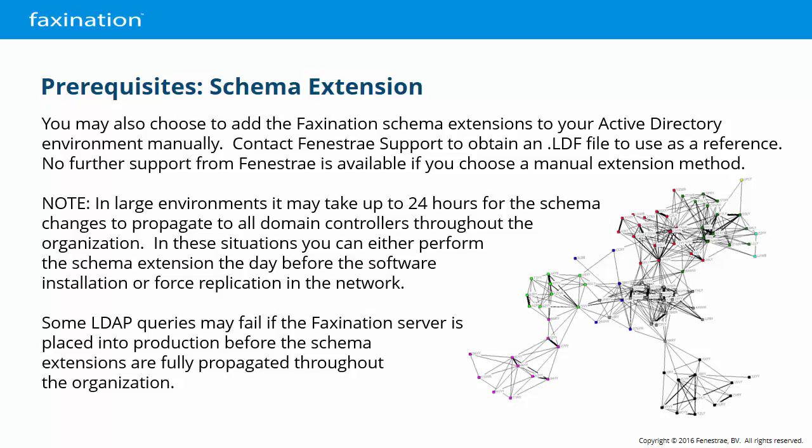Now, in large organizations, we recommend extending the Active Directory schema at least 24 hours ahead of putting Faxination in production, and that is to allow for all of your domain controllers and global catalog servers to replicate the information. Before the schema is replicated, the server may report LDAP query failures when trying to process messages. If that's an issue, you can either force replication or wait for the problem to sort itself out.